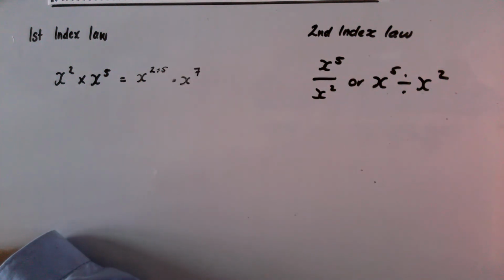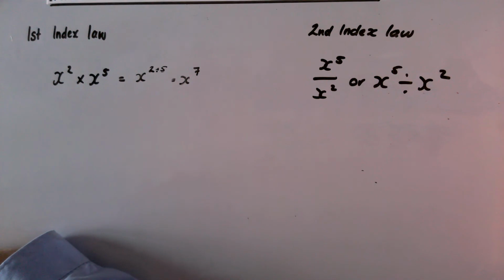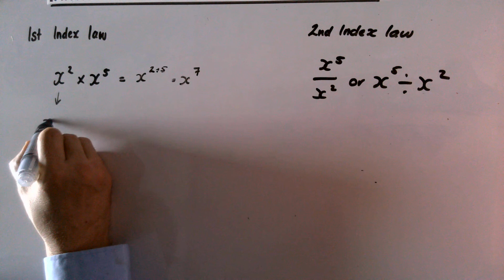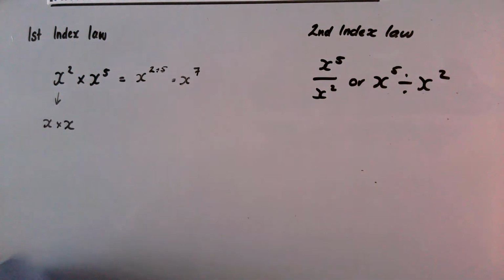And so, okay, fine, I can do that, but why? Why do I get x to the power of 7? Well, it comes down to a couple of different things. So if we have a look at this, x squared is x times x, all right?